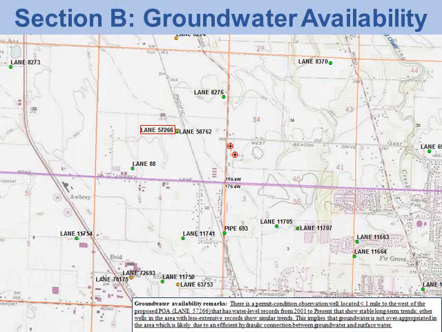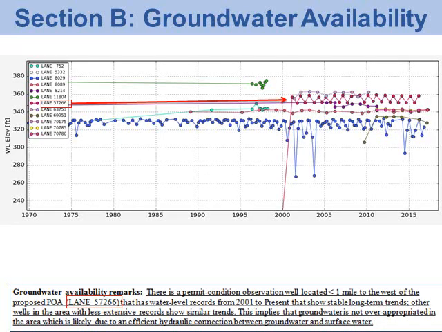First of all, we want to plot up all the wells within the vicinity of the proposed POAs for which we have data. So this is our data coverage for this area in Lane County. Again, you can see with the red box this permit condition observation well that's located within a mile of the proposed POAs. We will then take the water level data that we have for this area and plot it up on a common hydrograph. Again, I've called out that permit condition well.